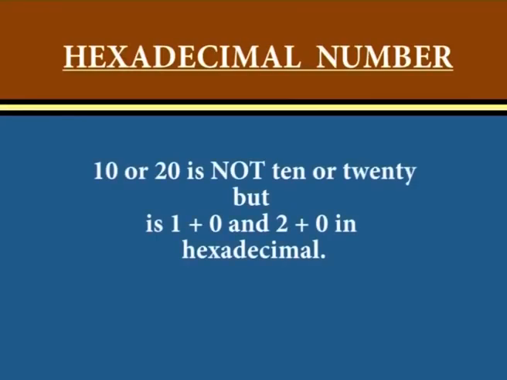10 or 20 is not ten or twenty. But it is 1 plus 0 or 2 plus 0 in hexadecimal. In fact, 20 does not even exist in hexadecimal. With two hexadecimal digits, we can count up to FF, which is equal to decimal 255.